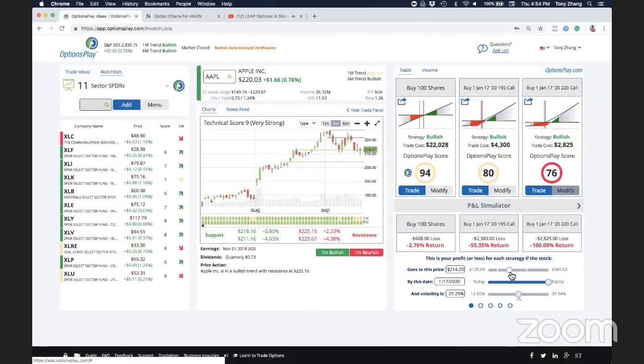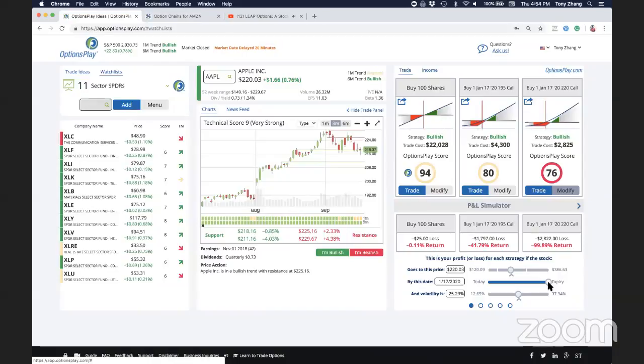And one of the things that we want to show you is that, as you can see here, buying 100 shares of stock costs you $22,000. Buying this leap option costs you $4,300. So let's take a look at a poor man's covered call. Let's say you decided to buy this January 195 call.